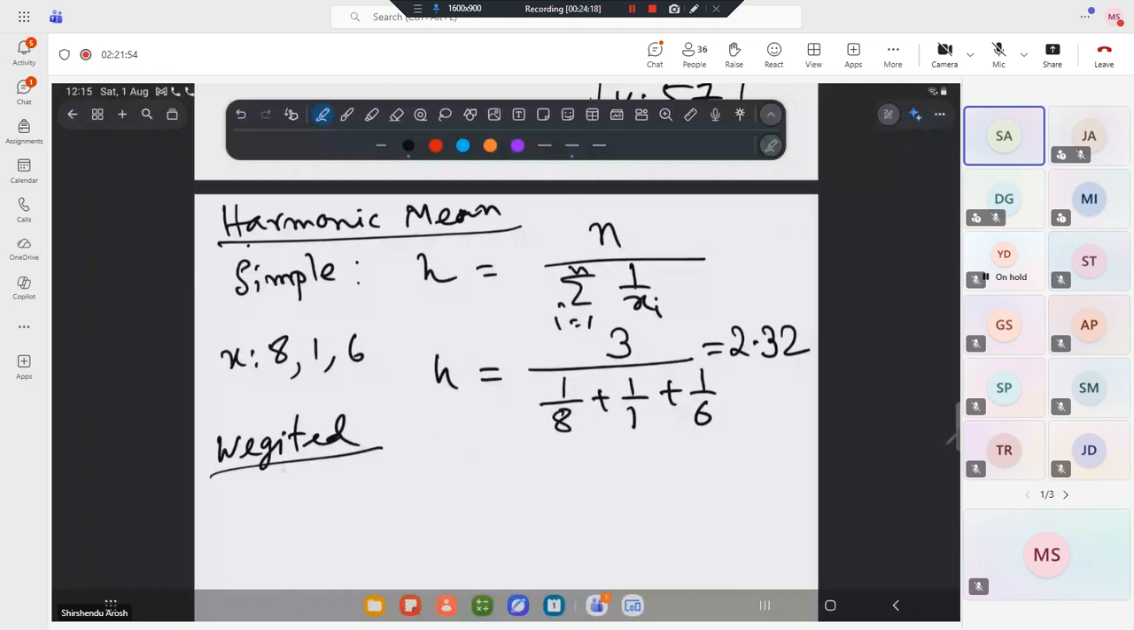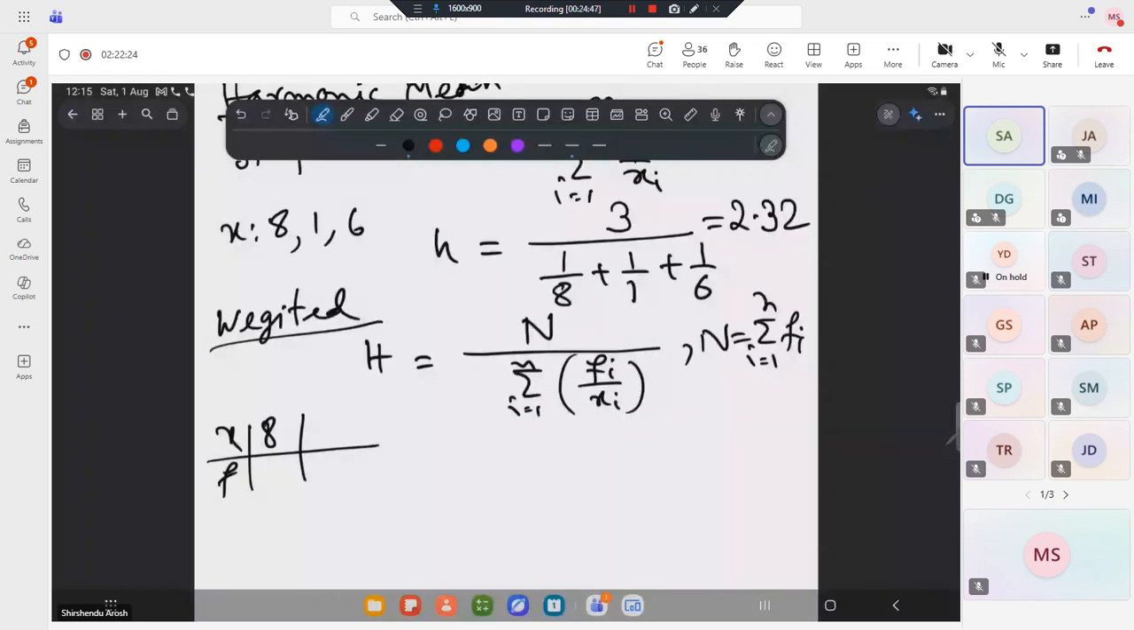For the weighted harmonic mean, it generally shows a capital H. It is capital N divided by summation i from 1 to n of f_i by x_i. This is a quick formula. Again, capital N is the standard summation i from 1 to n of f_i. So again, I've created the same example: 8, 1, 6, with frequencies 3, 2, 5.